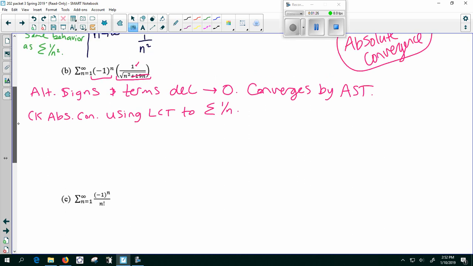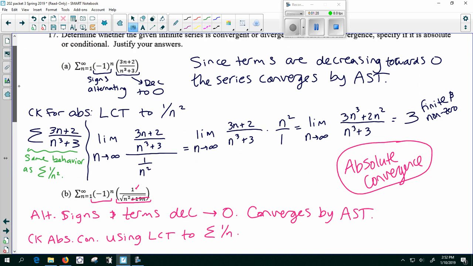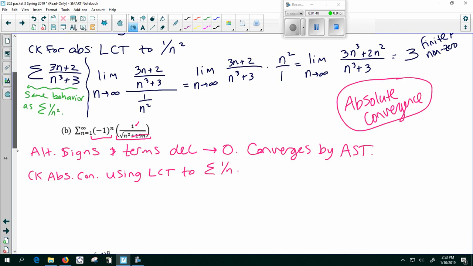And I did the same thing in the previous one. I didn't say it out loud, though. I looked at the 3n over the n cubed. Any coefficients don't even matter. So I just looked at 3n over n cubed, and when you reduce, you get 3 over n squared, and so I used 1 over n squared. Coefficients don't matter.